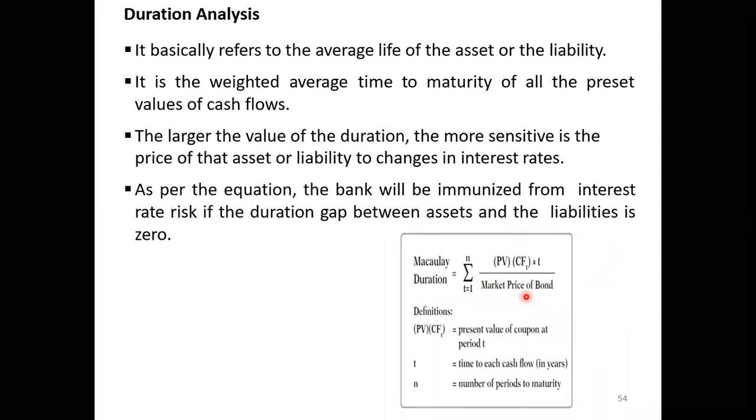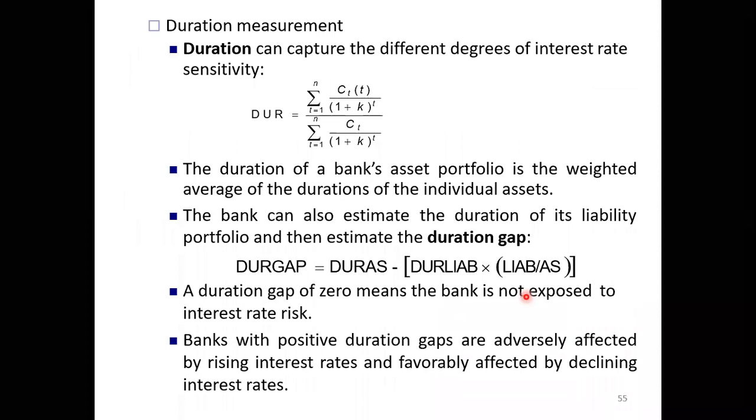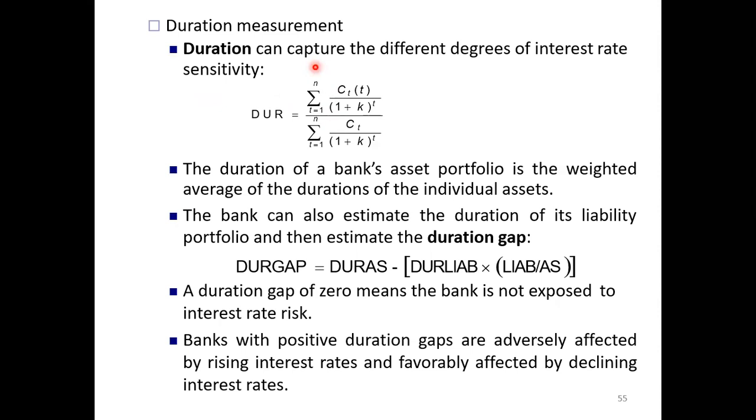Why weighted by the market price of the bond? Because duration can capture the different degrees of interest rate sensitivity, right? Each and every asset has a different maturity period and different interest rate. So duration equals the summation of the cash coupon, the interest rate for periods up to T. So it's a cost, right? To convert this cash flow into present value, we have to divide by 1 plus K, the cost of debt.